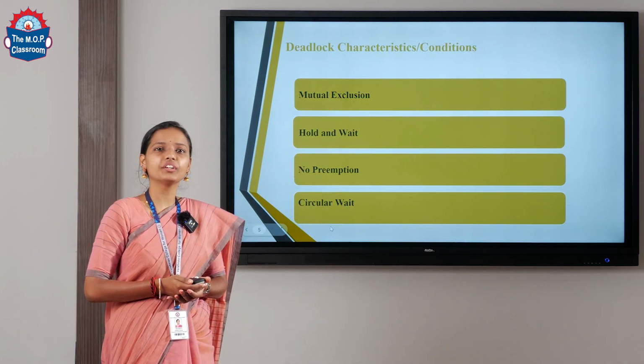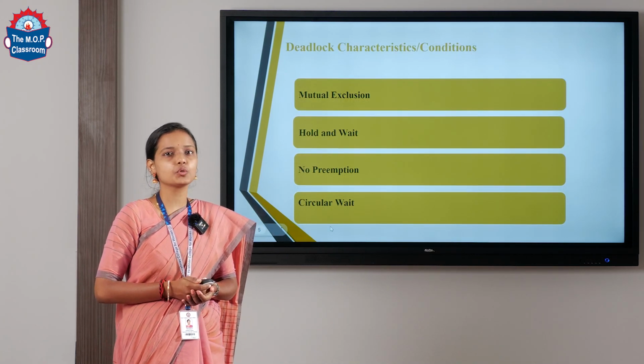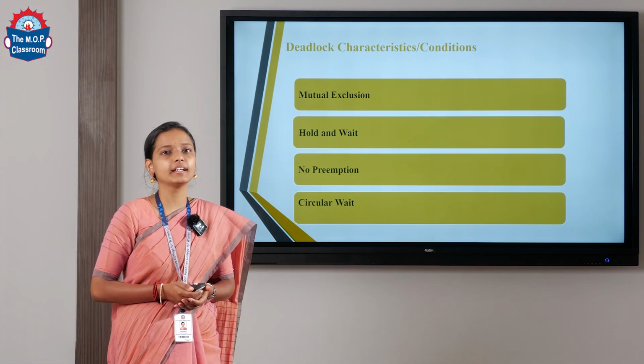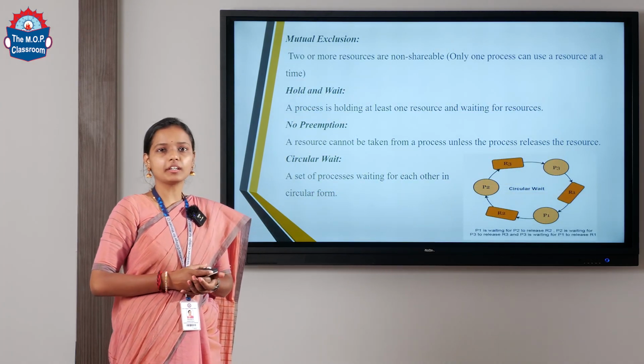There are four different conditions for a deadlock to occur. Condition number 1 is mutual exclusion. Second is hold and wait, then no preemption, followed by circular wait. When all these four conditions are true, then we can say that the system has entered into a deadlock situation. So let's see what each is one by one.